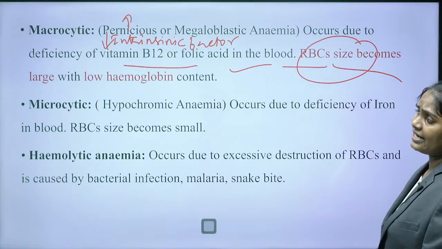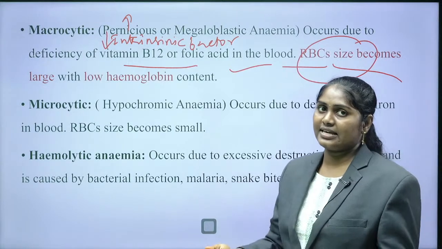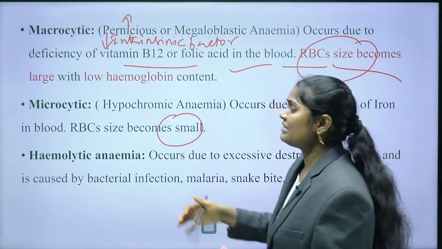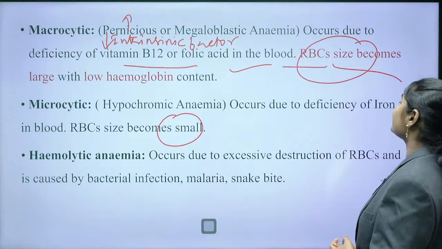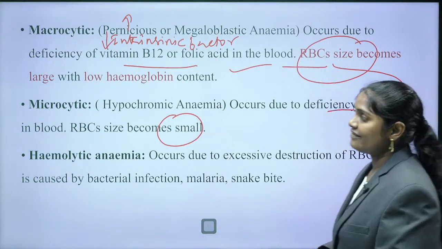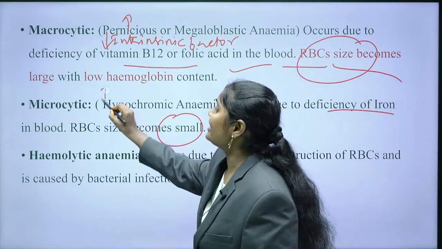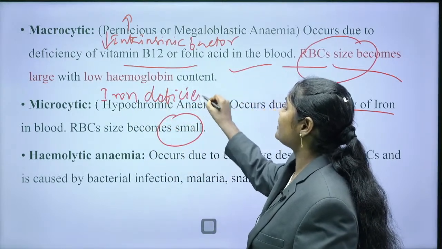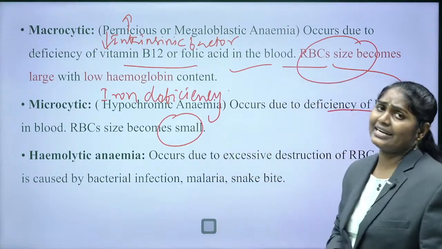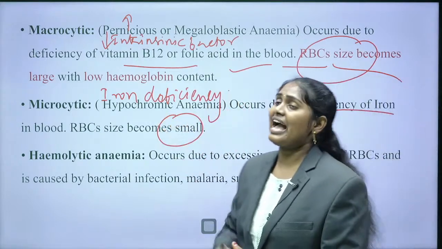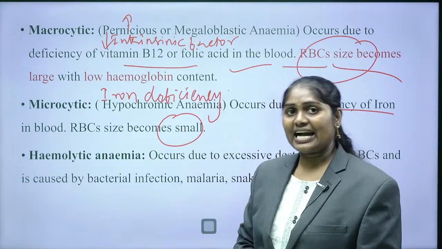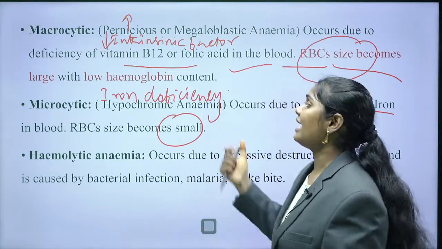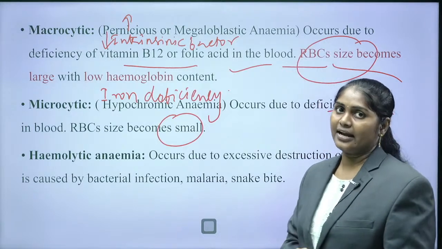What is microcytic anemia? The name itself is saying: macro means big, micro means small. RBC size is reduced. Why is the size reduced? Whenever you are having iron deficiency, in that condition normally you will have this microcytic anemia. It means RBC size will be reduced. That condition is called microcytic anemia.